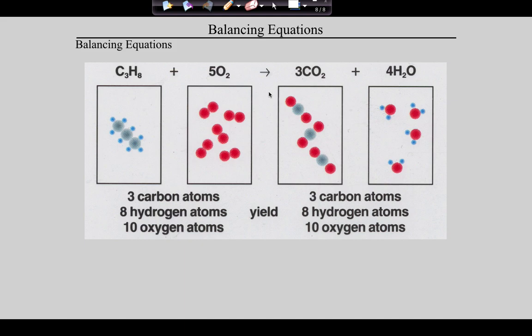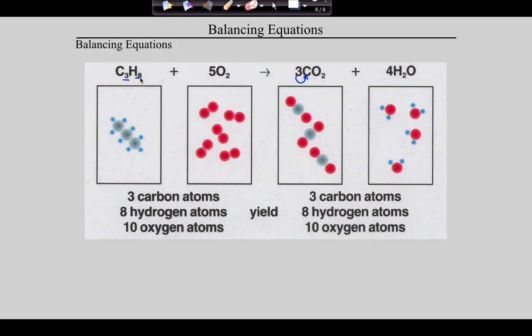You get the idea? Now guys, the challenge becomes this. How are we going to do this when we ain't got the pictures? Actually, it's not terribly more difficult, because if we just look at what we understand about these, how many carbons are going in? 3. How many carbons are coming out? 3 times 1, that's 3. How many hydrogens are going in?